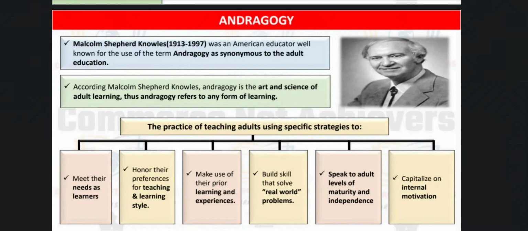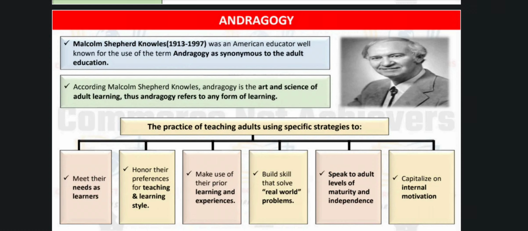Now come to the next topic, and that is andragogy. Malcolm Shepard Knowles, from 1930 to 1997, was an American educator well known for the use of the term andragogy as a synonym for adult education.